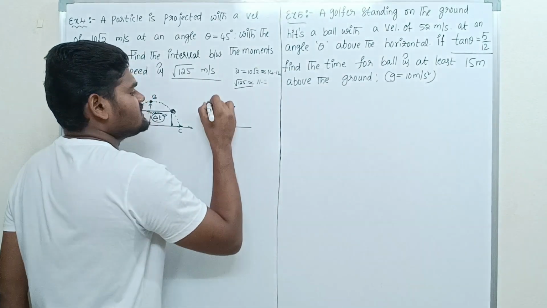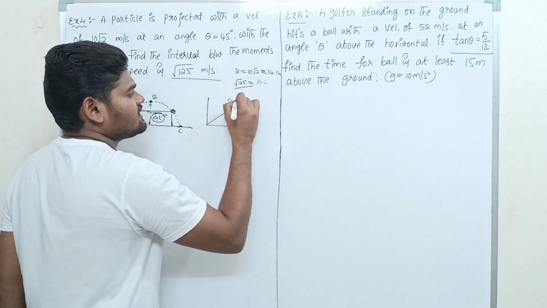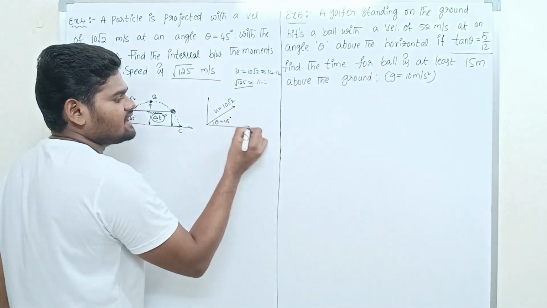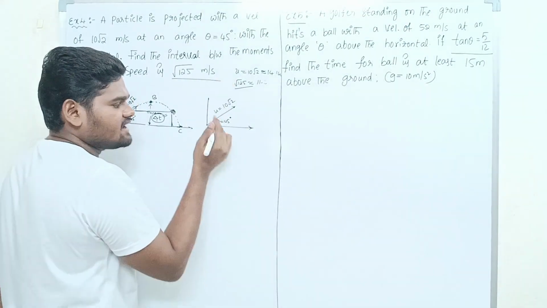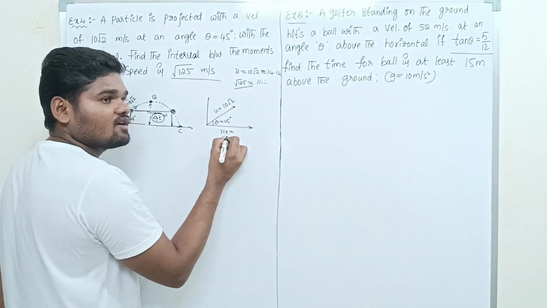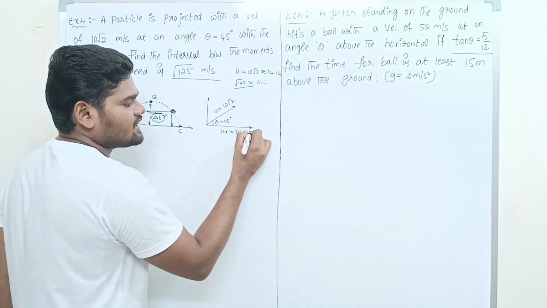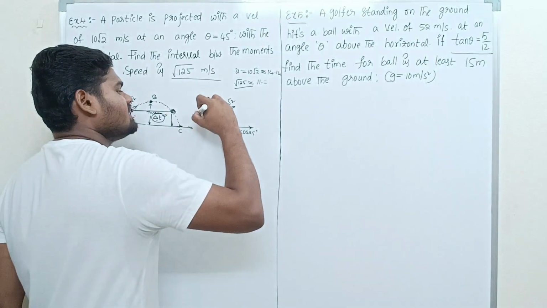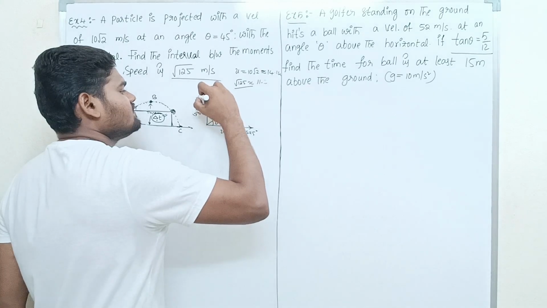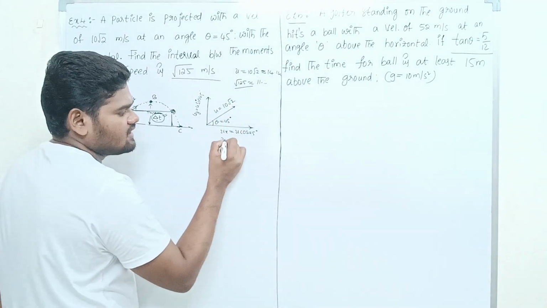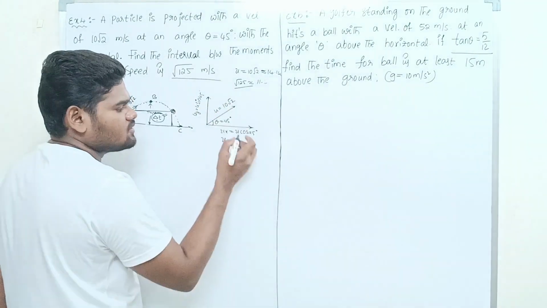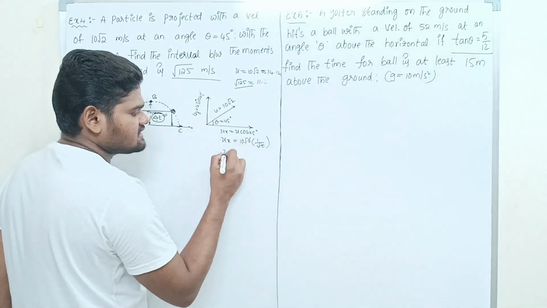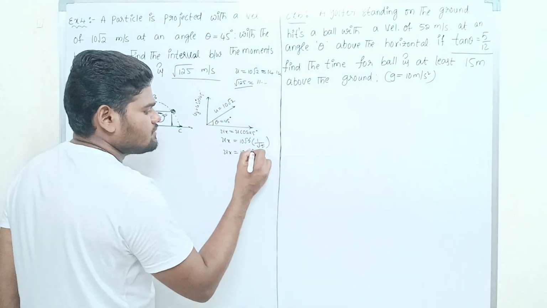They projected an object with an initial velocity u equal to 10 root 2. It is making an angle theta equal to 45 degrees with the horizontal. Along the x direction, ux is equal to u cos 45, and perpendicular to this, uy is equal to u sin 45. With theta equal to 45, ux is equal to, what is the value of u? 10 root 2. Cos 45 value is 1 by root 2. Root 2 gets cancelled out, and ux is equal to 10 meter per second.